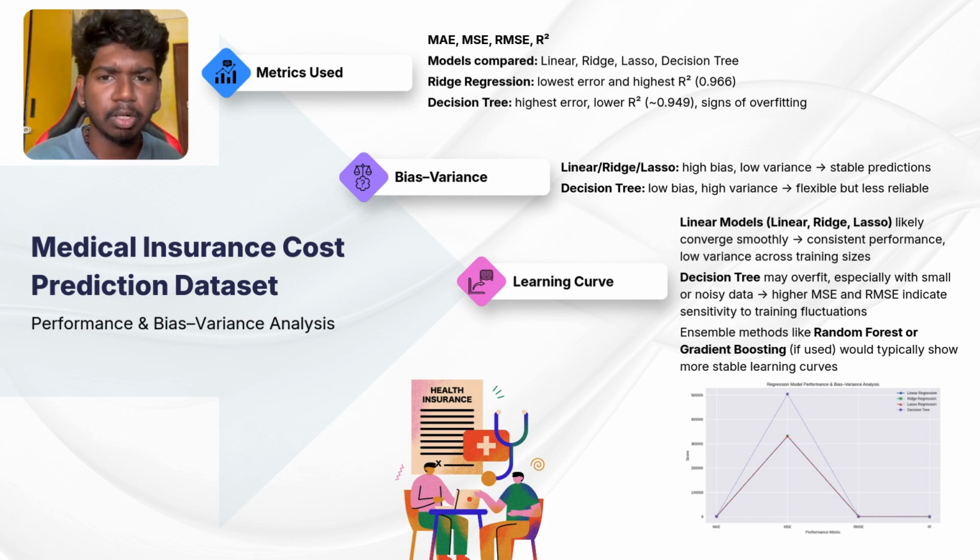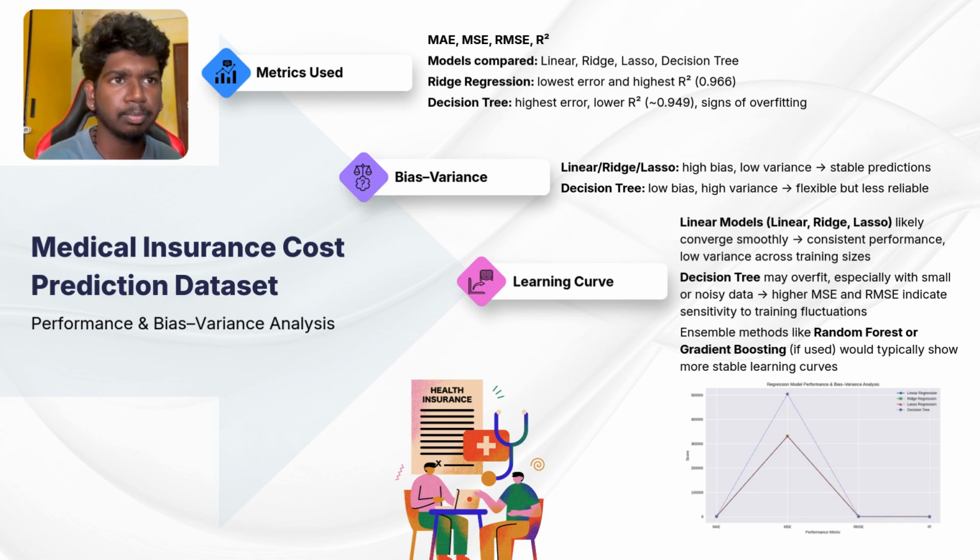Next is performance and analysis for the insurance cost. Based on the insurance cost dataset, ridge regression shows as the best model, giving the highest R-square value and the lowest prediction error. Meanwhile, linear regression and lasso regression also produce stable results as well. And the decision tree regression shows a higher error, which points to overfitting issues.